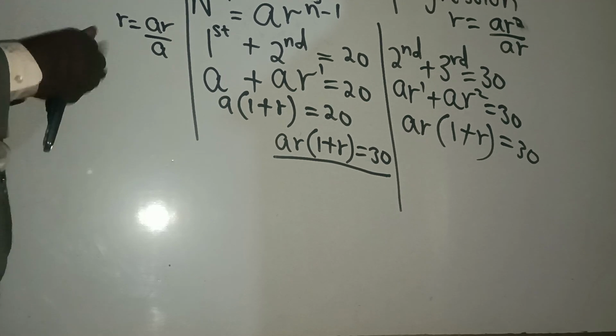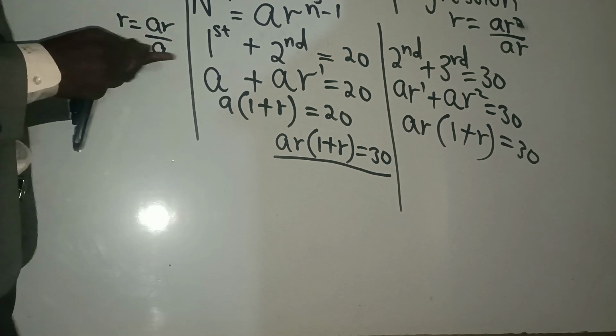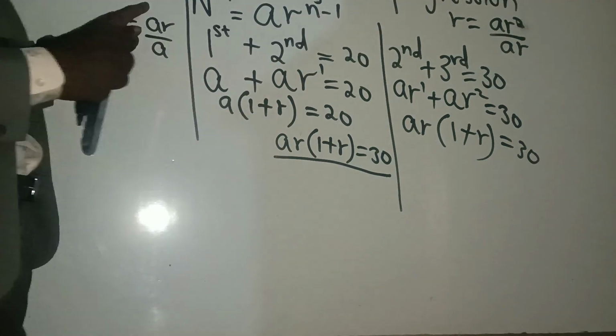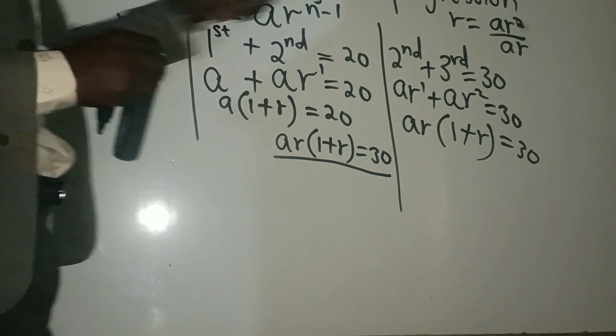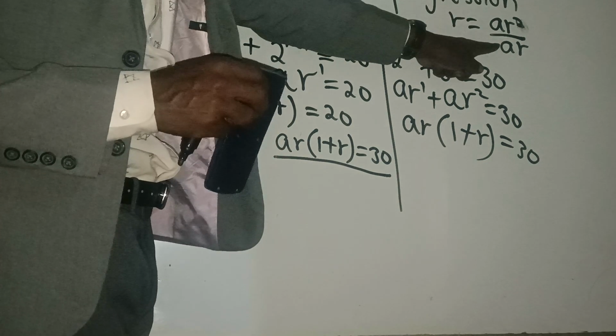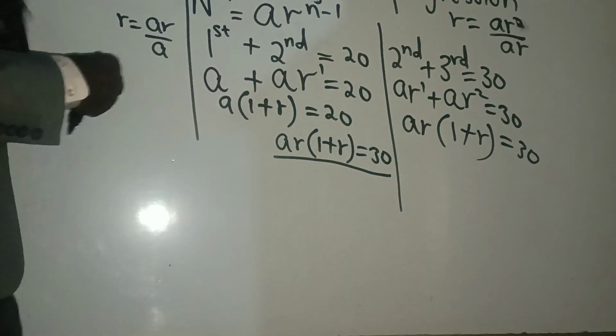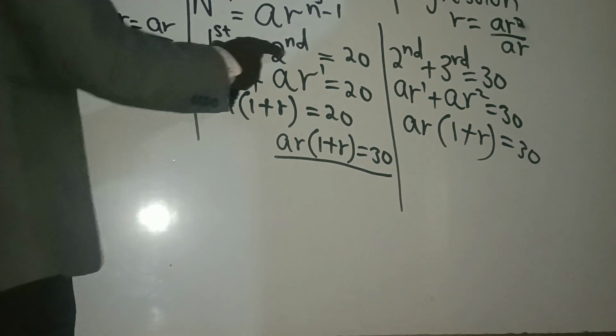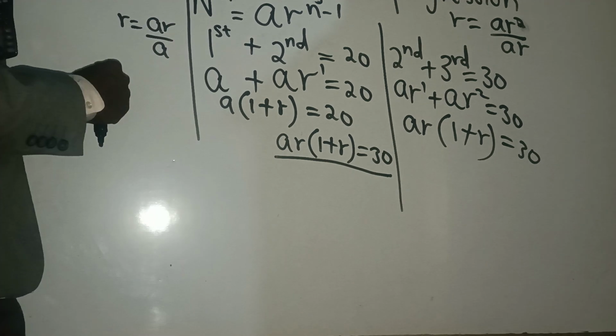So how do you get the common ratio? R is equal to AR over A. You can say R is equal to AR squared over AR. So the second term over the first term, or the third term over the second term, that can give you what? So I can get the summation of the second term and third term over the summation of the first term and second term. I can get the common ratio.